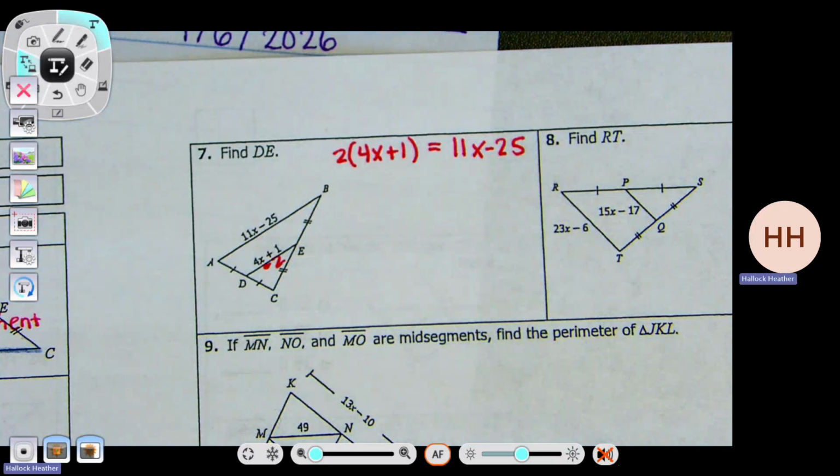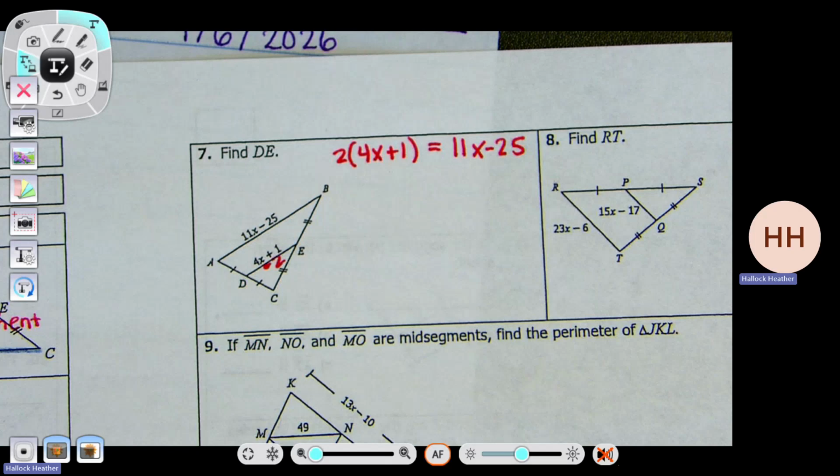Now this has 2 terms, so you're going to have to distribute. Make sure when you multiply by 2, it goes to everything in the parentheses. 2 times 4x, 2 times 1. You were going to say, isn't this other block? It is. Right here.